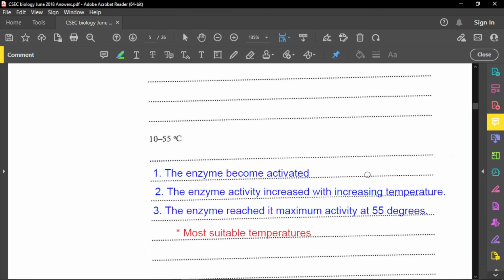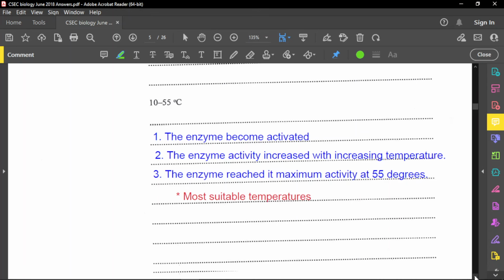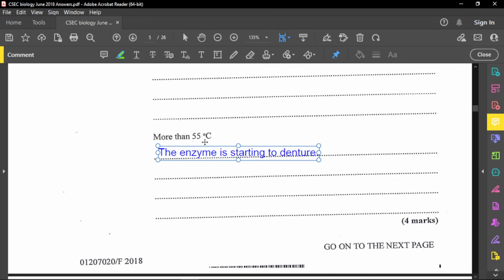And also the enzyme activity increases with increase in temperature. All right. And also the point to make right here is that the enzyme reaches maximum activity at 55 degrees. All right, and so this is the most suitable temperature, what we call the optimal temperature for the enzyme action or activity. All right, now for more than 55 degrees Celsius, the enzyme starts to denature.